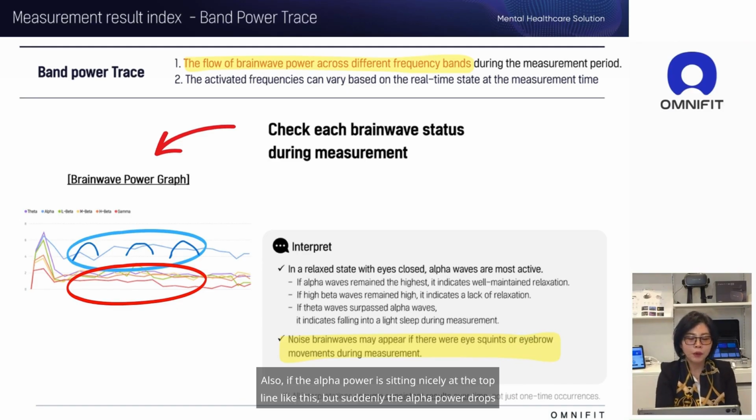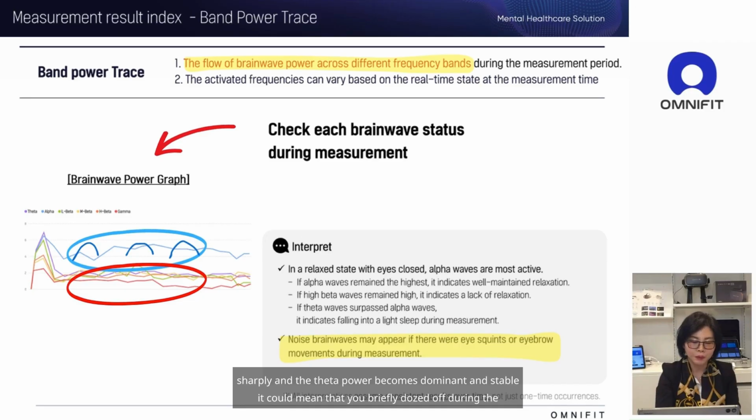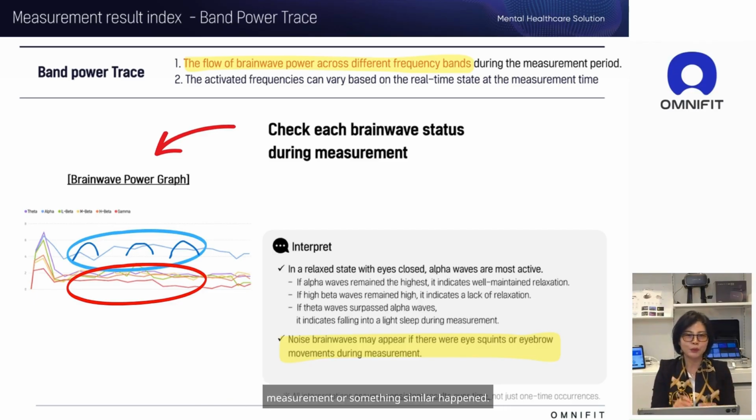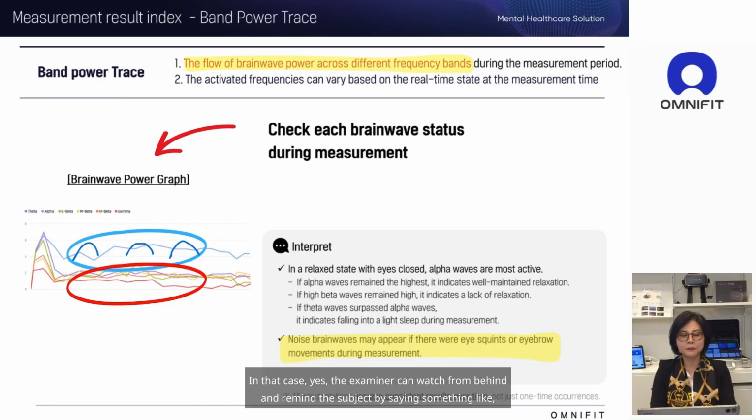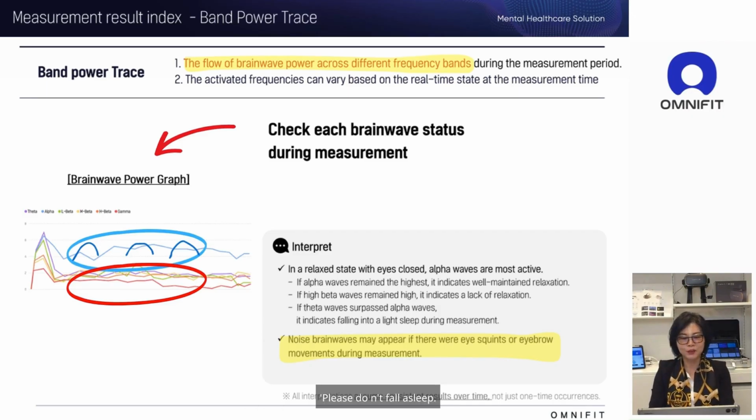Also, if the alpha power is sitting nicely at the top line like this, but suddenly the alpha power drops sharply and the theta power becomes dominant and stable, it could mean that you briefly dozed off during the measurement or something similar happened. In that case, the examiner can watch from behind and remind the subject by saying something like, "Please don't fall asleep."